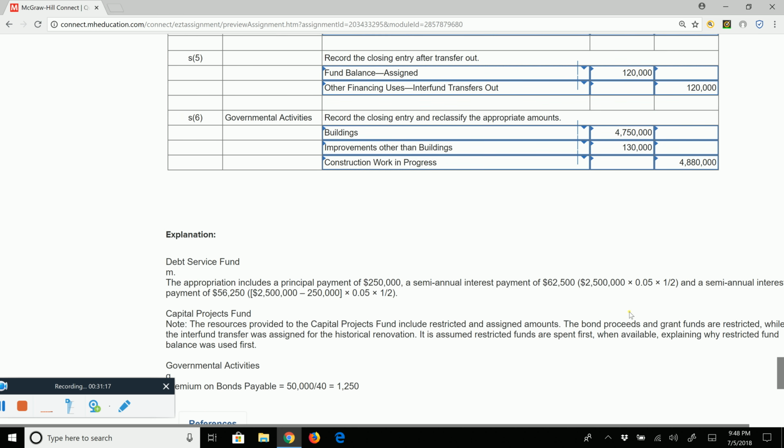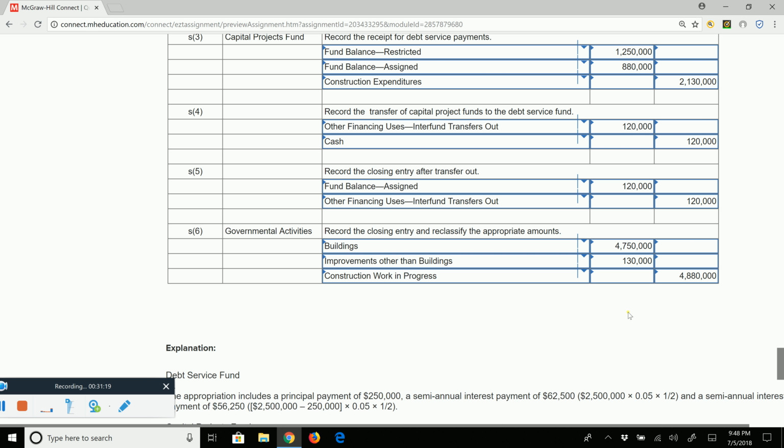Very long journal entry, very long problem, but it is really good because it shows you how intertwined the capital projects fund is with the debt service fund.